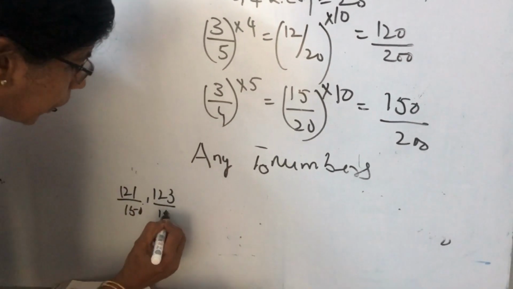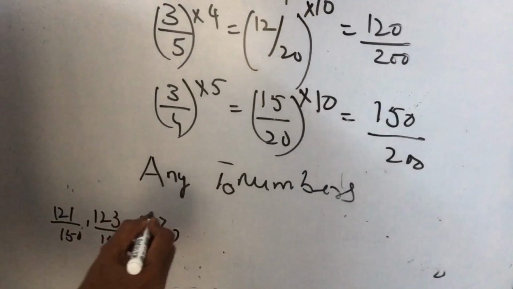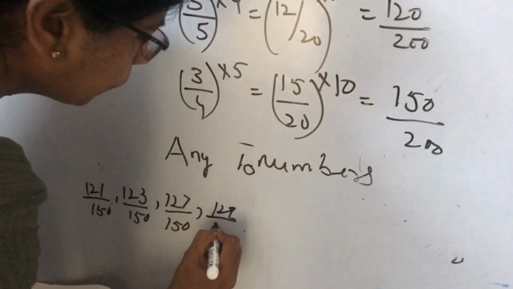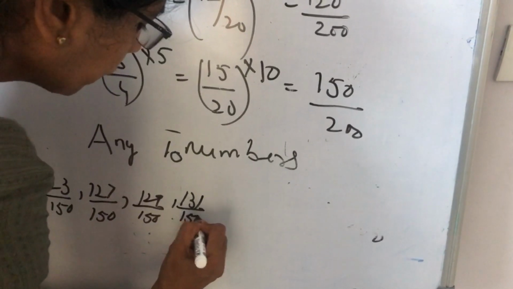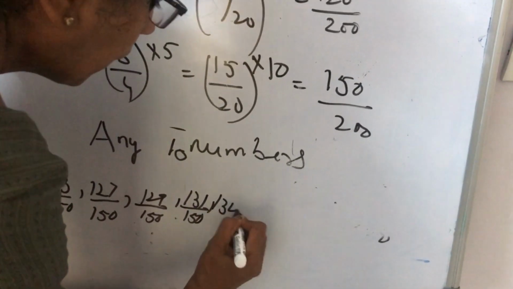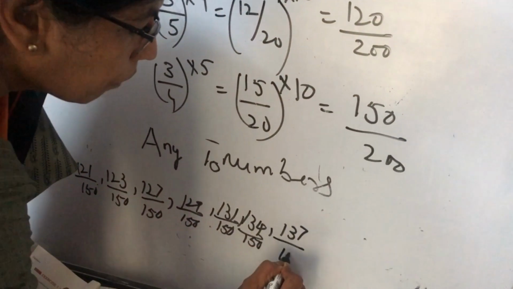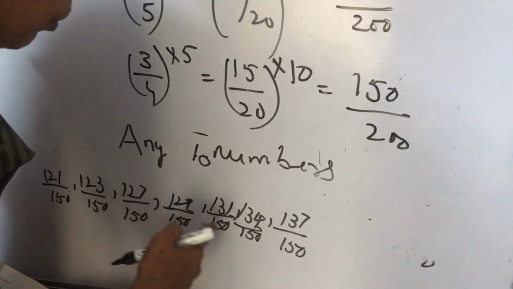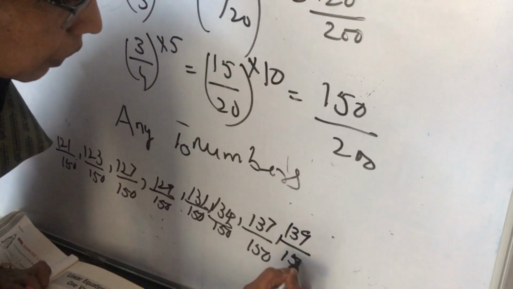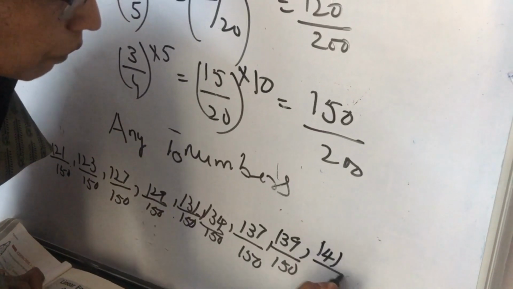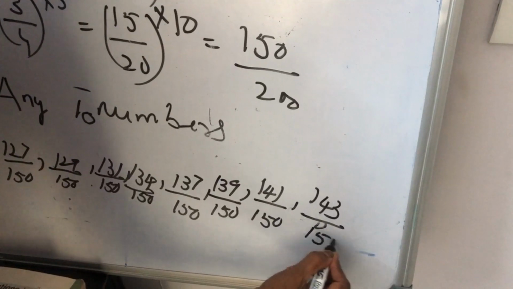123 by 150, 127 by 150, 129 by 150, 131 by 150, 134 by 150, 137 by 150, 139 by 150, 141 by 150, 143 by 150.